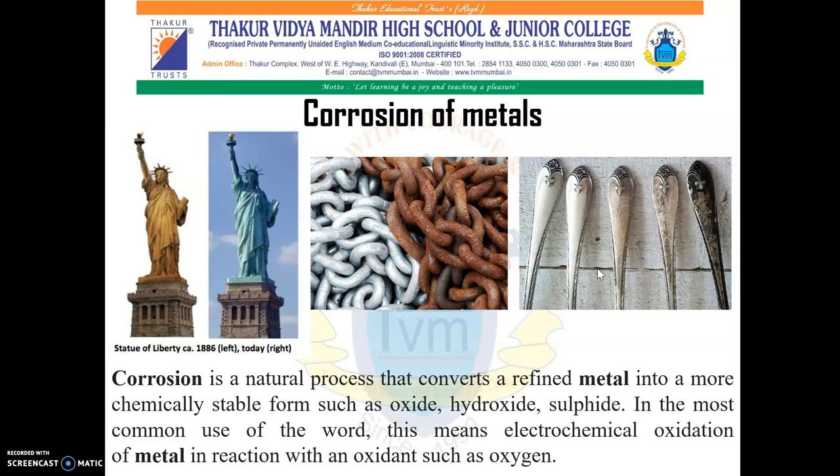And finally, in the third picture, you can see on exposure to air, the silver articles turn blackish after some time. This is because of the layer of silver sulfide formed by the reaction of silver with hydrogen sulfide in air.